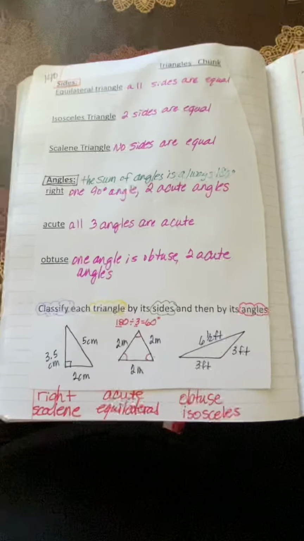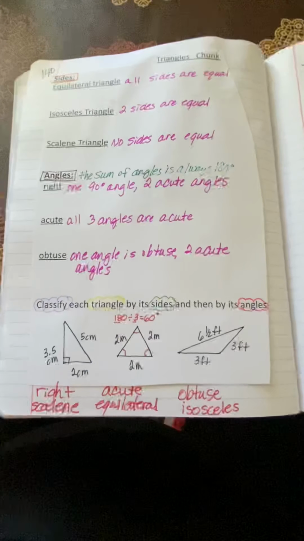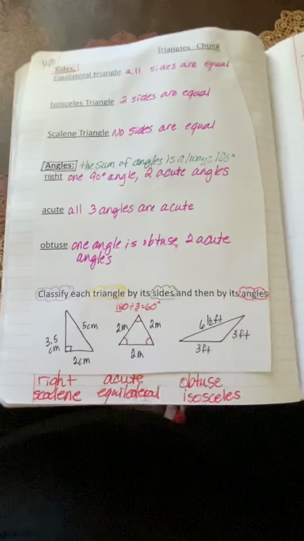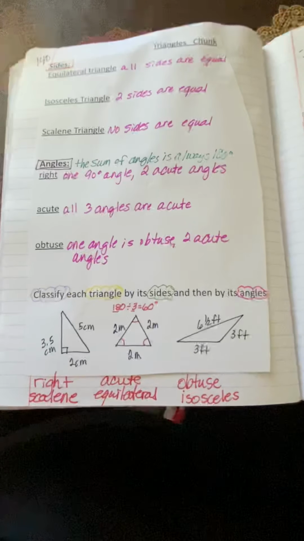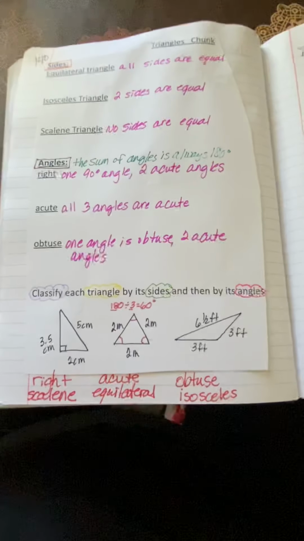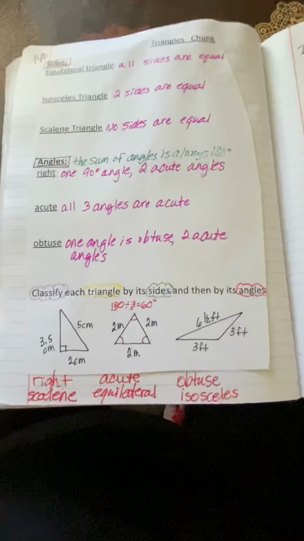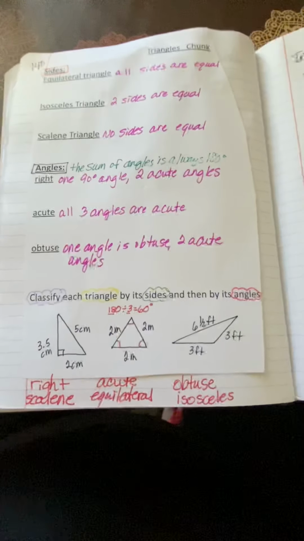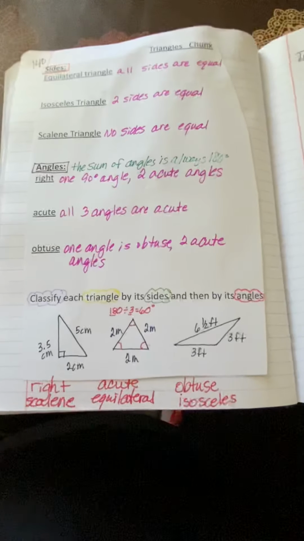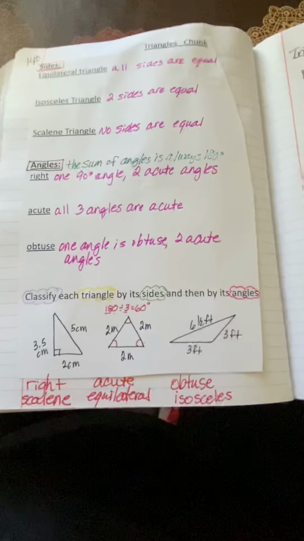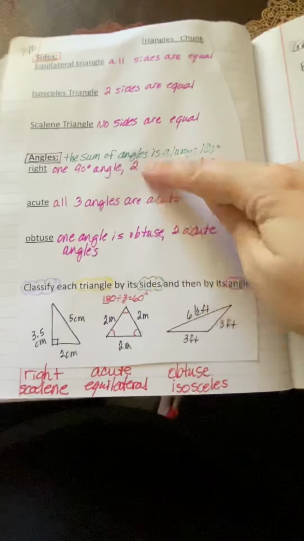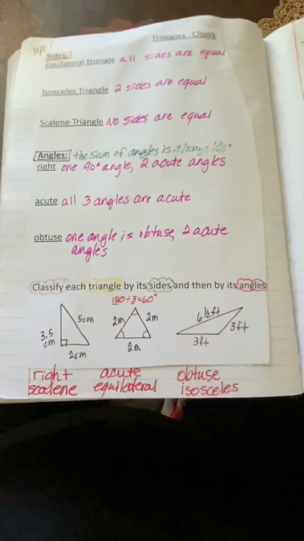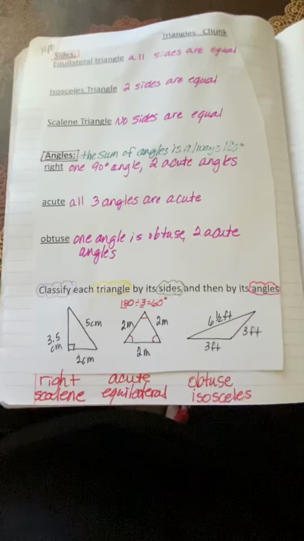So we have equilateral, isosceles, and scalene. Okay. Also, we can classify triangles based off of their angles. So that would be a right, an acute, or an obtuse angle. Okay, and remember that when we say that we're classifying triangles, we are doing one from up here and one from here. Okay, so every triangle actually has two names.